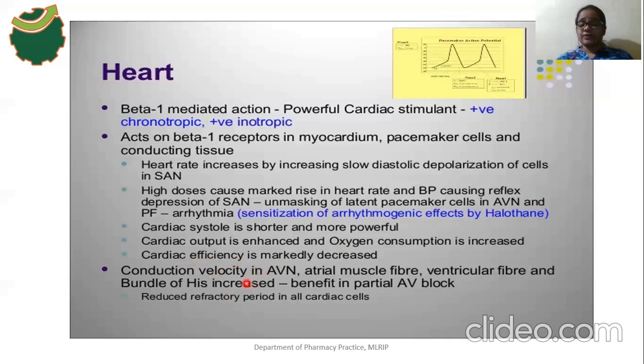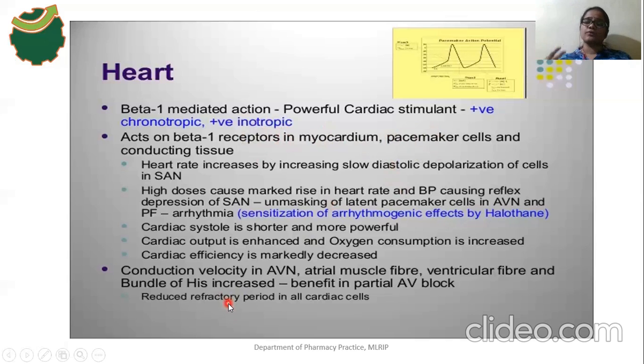The conduction velocity at the AV node increases, and in the atrial muscle fibers, the ventricular fibers, and the bundle of His also increases. This is because the pacemaker activity increases in response to activation of the Gs coupled receptor. The Gs receptors means the stimulatory G protein coupled receptors. Beta 1 receptors are associated with the Gs coupled receptors, so that's why there is an activation of pacemaker cells. Then the conduction velocity increases.